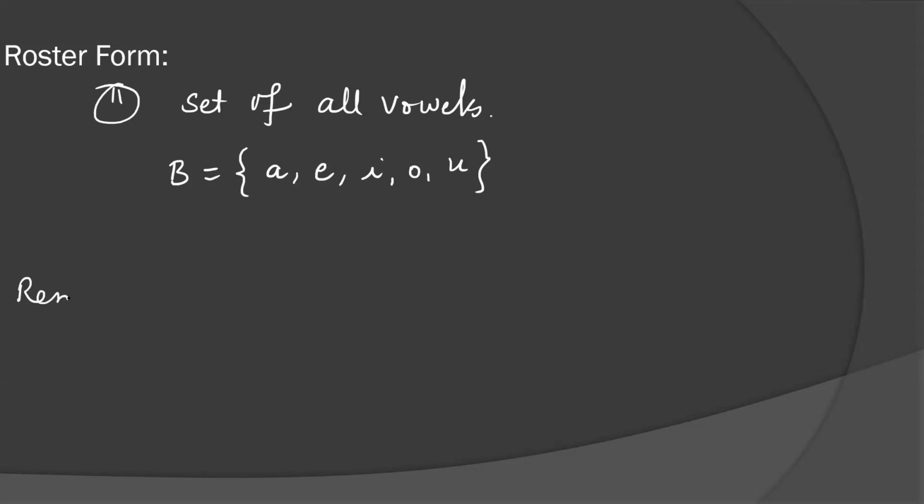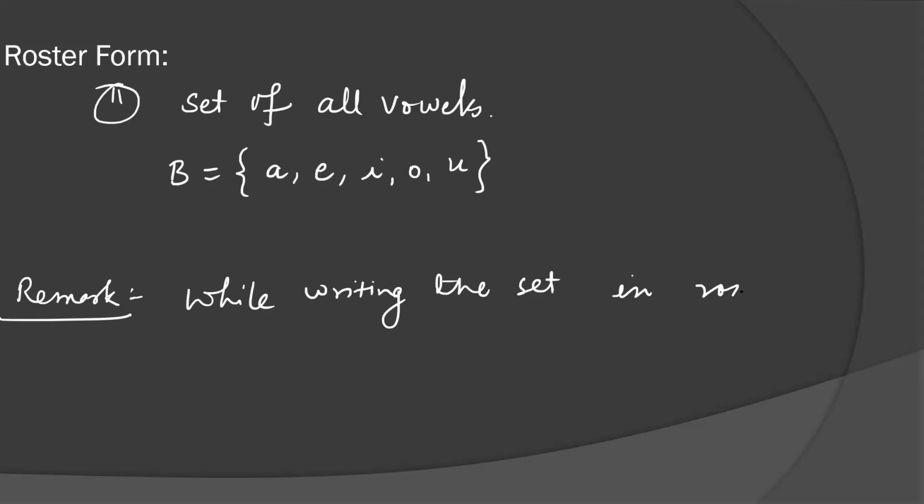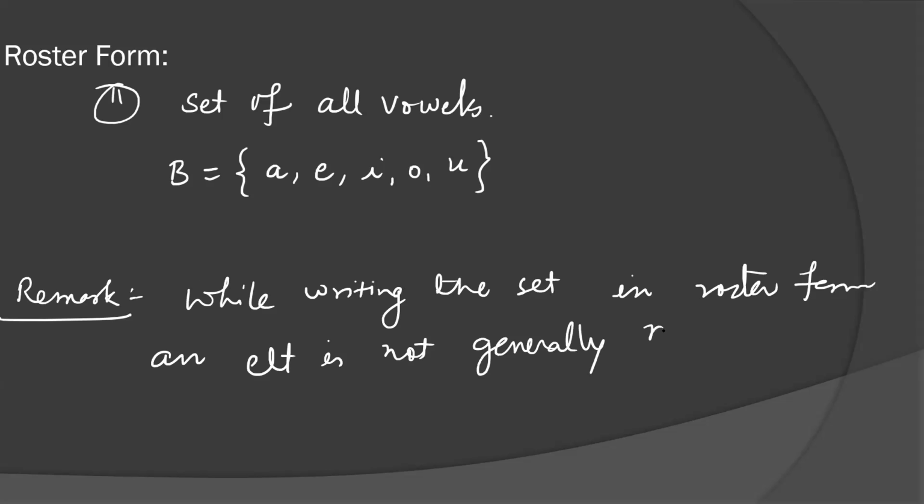One important remark for the roster form: while writing the set in roster form, an element is not generally repeated. Means if any element is coming twice, thrice, or many times, we write only one time in the roster form, not repeated, generally not repeated.